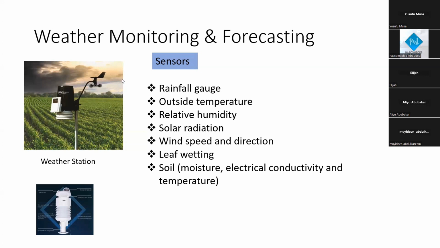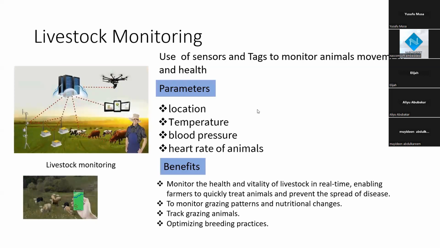Okay. The next thing is livestock monitoring. So IoT is playing a vital role in terms of livestock monitoring. Again, this involves use of sensors and tags attached to the animals. A peculiar case is the stealing of cows and all of that, in Nigeria in particular.